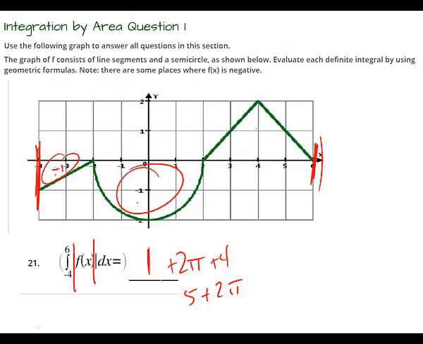So all to make it to do absolute value. So absolute value of negative 1 is positive 1. Absolute value of the 2 pi is positive 2 pi.